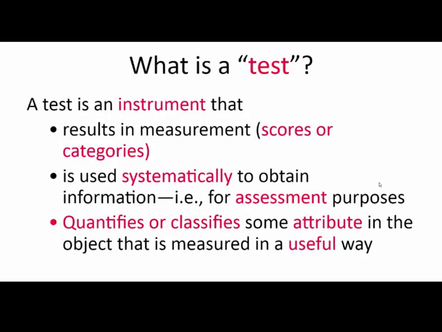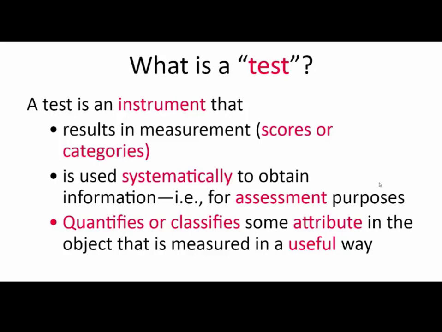For the purposes of our class, we're going to define what a test is. And a test is just an instrument that is going to result in some sort of measurement. It can either be scores, maybe like a point system or a percentage system, but then it can also be categories. Depending on when you started teaching, there's been a variety of categories. When I started teaching, we used to have below basic, basic, proficient, and advanced. Now I think they have approaching and mastery. They have different categories. Even if you think of A, B, C, D, and F, those are categories.